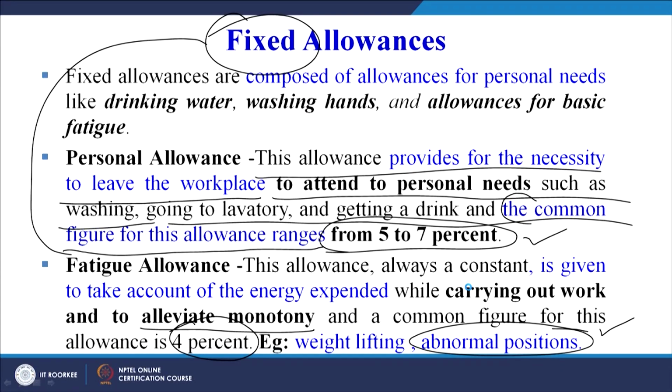So, we have seen that the relaxation allowance is further categorized into fixed allowances and variable allowances. Variable is more related to the type of work being done and the working conditions provided to the worker, and the fixed ones are more or less related to drinking water, going to the toilets or lavatories, attending to personal needs, washing hands, and sometimes overcoming the fatigue involved in doing the work. So the relaxation allowances are further divided into fixed allowances and variable allowances.